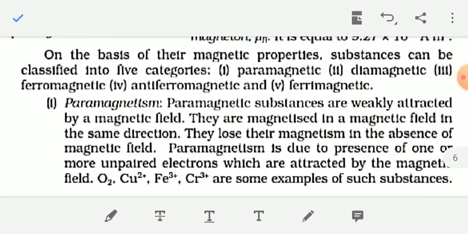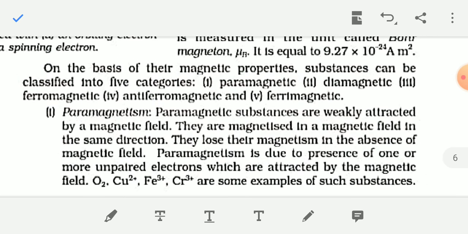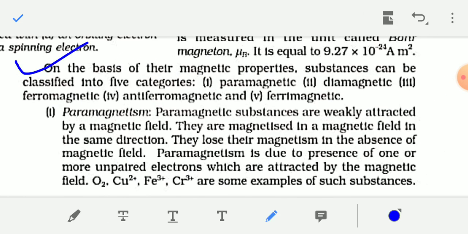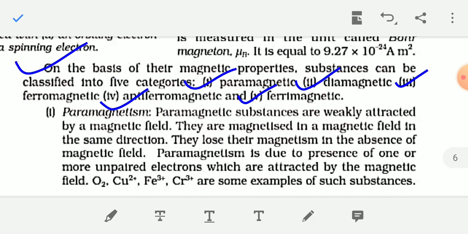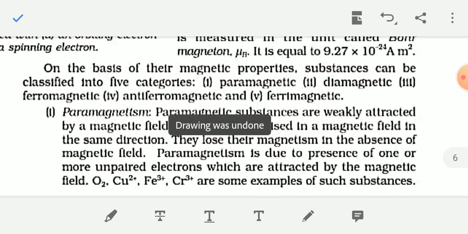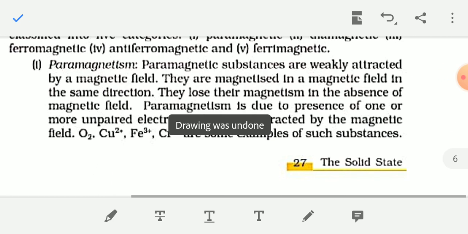On the basis of magnetic properties, substances can be classified into 5 categories. Just like substances based on electrical properties are of 3 types: conductor, semiconductor, and insulator, similarly, based on magnetic property, substances are paramagnetic, diamagnetic, ferromagnetic, antiferromagnetic, and ferrimagnetic. All these terms are important, and you have to remember them.